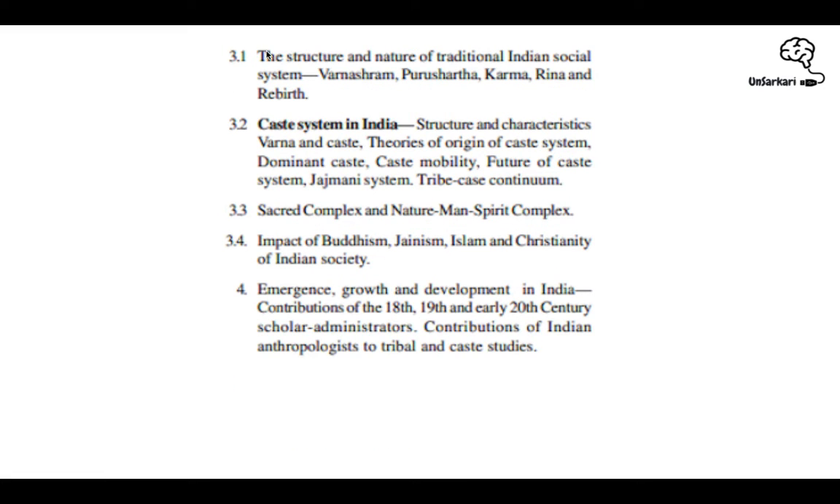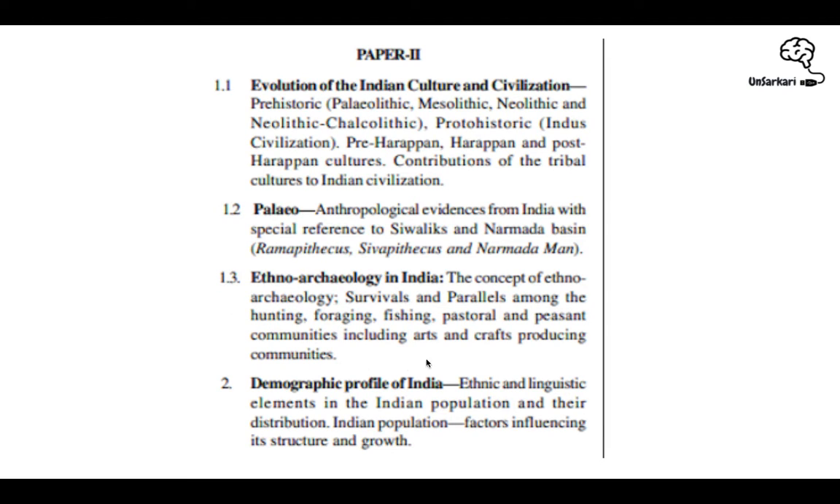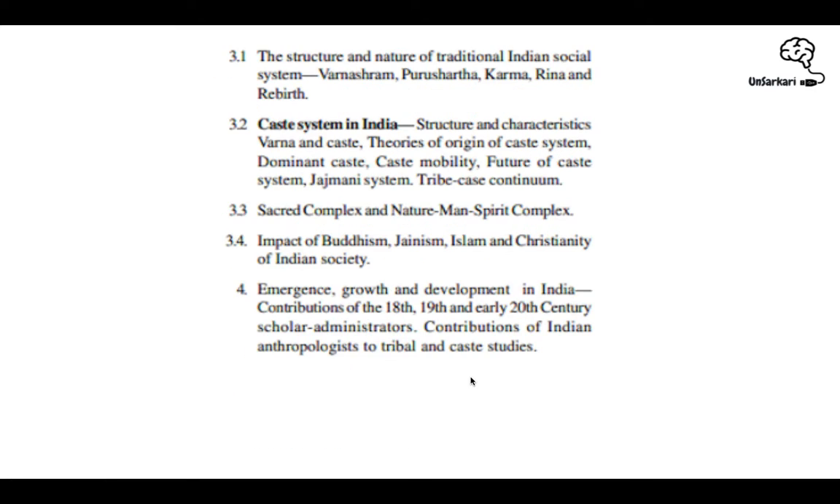The next unit is on structure and nature of traditional Indian social systems. So once you did the ethnoarchaeology and you studied what kind of demographic profile is there, you jump on to the structure and nature of traditional Indian systems, like karma, rina, rebirth. You would have heard of these terms, rebirth and karma. These terms are very common while studying history, in Jainism, Buddhism, right?